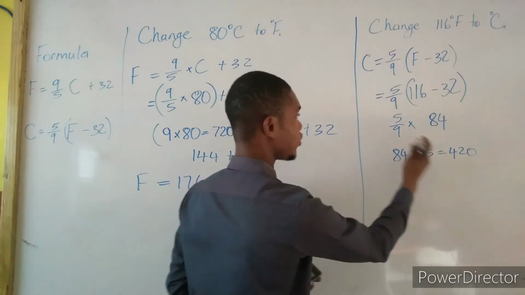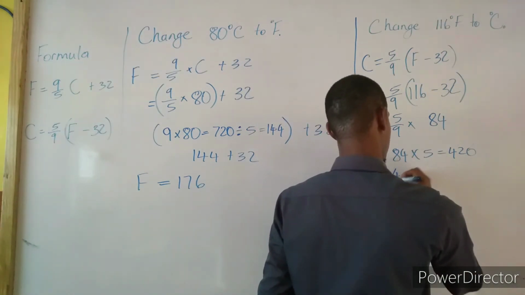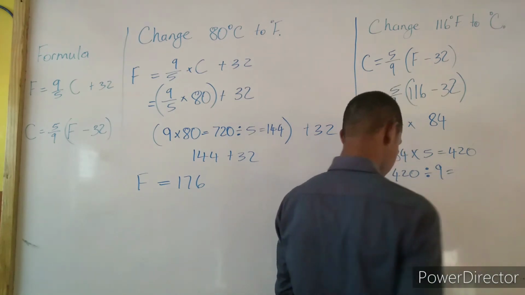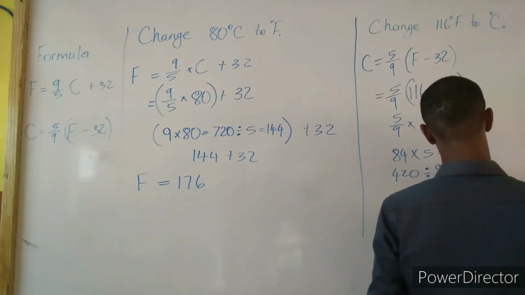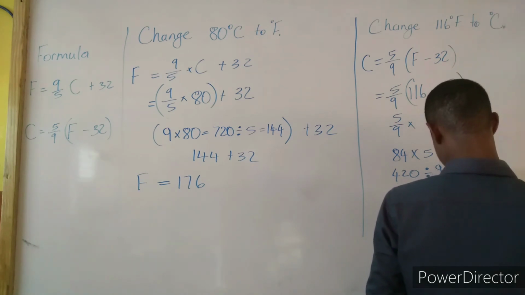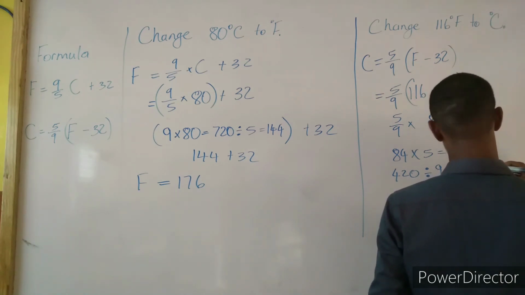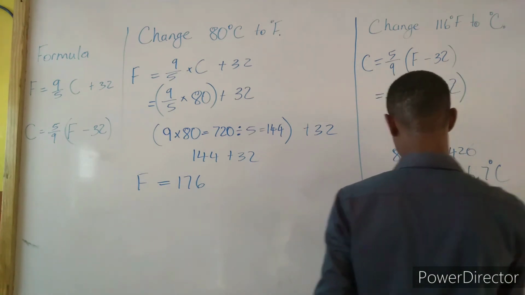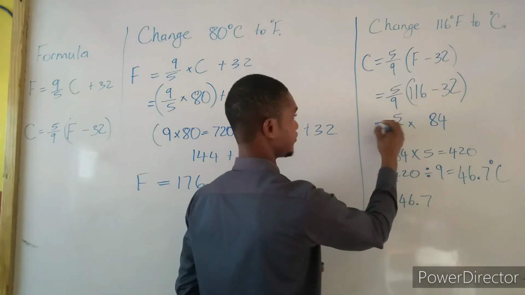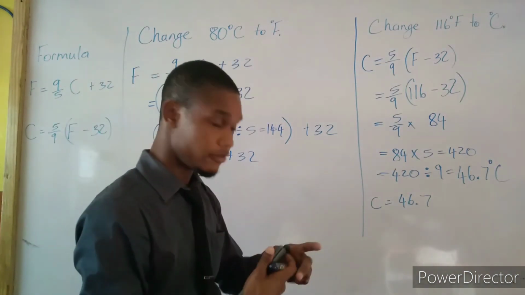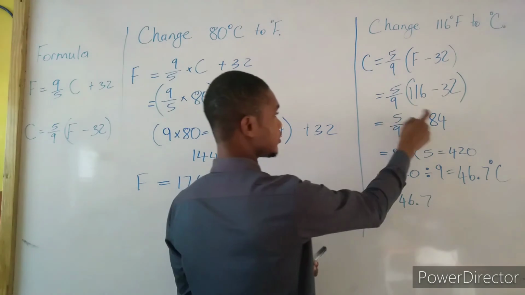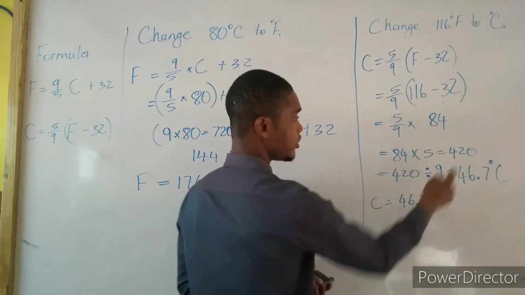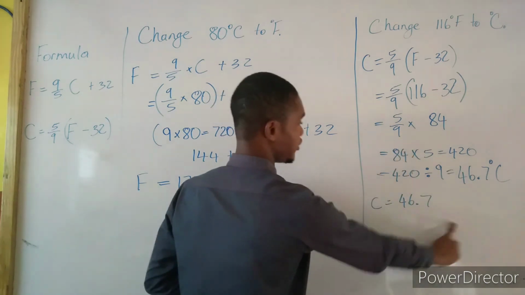When you do that part now, you have your numerator, so it's 420, and the denominator to work with now. So 420 divided by 9 is equal to 46.7 degrees Celsius, or C is equal to 46.7. So you see, once you're dealing with fractions, you can say top number, your numerator, multiplied by the whole number. When you get the answer, you divide your answer by your denominator and you get the answer.